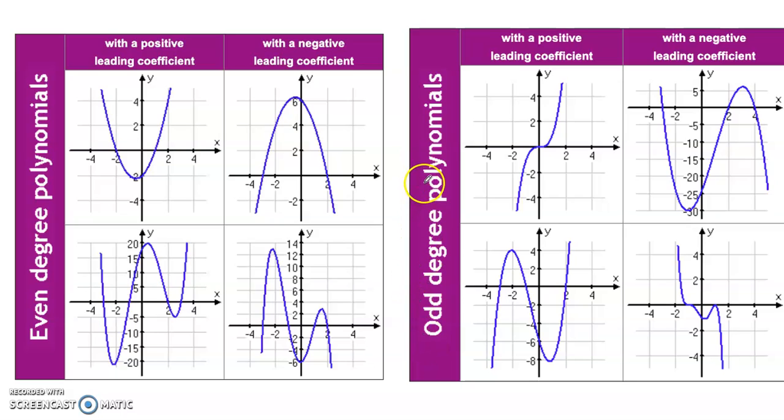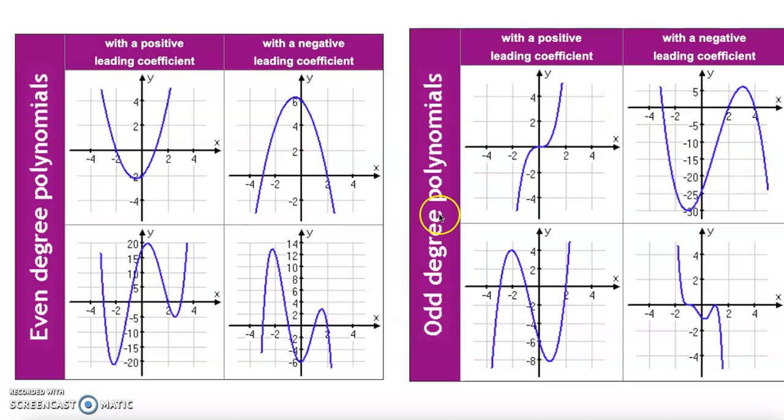For an odd degree polynomial, so x to the third, x to the fifth, x to the seventh, with a positive leading coefficient, here's where our end behavior on the left will be shooting down and the end behavior on the right will be shooting up. So down to up. So when x is going to negative infinity, y is going to negative infinity. And when x is going to positive infinity, y is going to positive infinity.